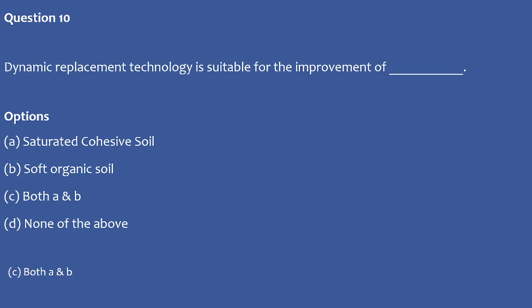The reason behind this is that for saturated cohesive soil, we can have the rearrangement of the particles with the dynamic replacement technology, if we have the vibration under the prop. And for the soft organic soil, since we are replacing the soil simultaneously while confining, it can be replaced with some better soil or some granular soil, so it will reduce the settlement of the ground as well as increase the bearing capacity. So for both types of soil, we can go for the dynamic replacement technology.